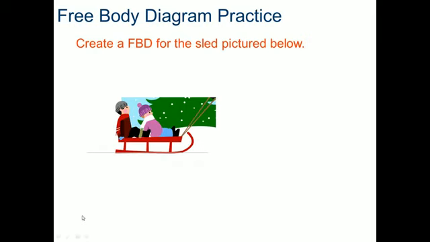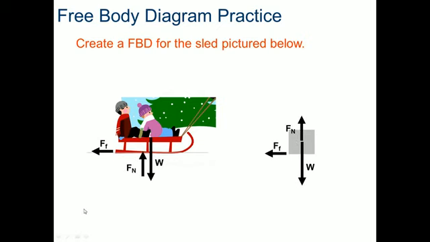Here they ask you to create a free body diagram of the sled that's below. Make it simple. The sled becomes a box. I have the weight. I have the force of friction, which we actually won't talk about much in this class. They try to keep it simple. We have the normal force to keep the sled from falling through the ground. And then I have the applied force of pulling on the string or on the rope to pull the sled.